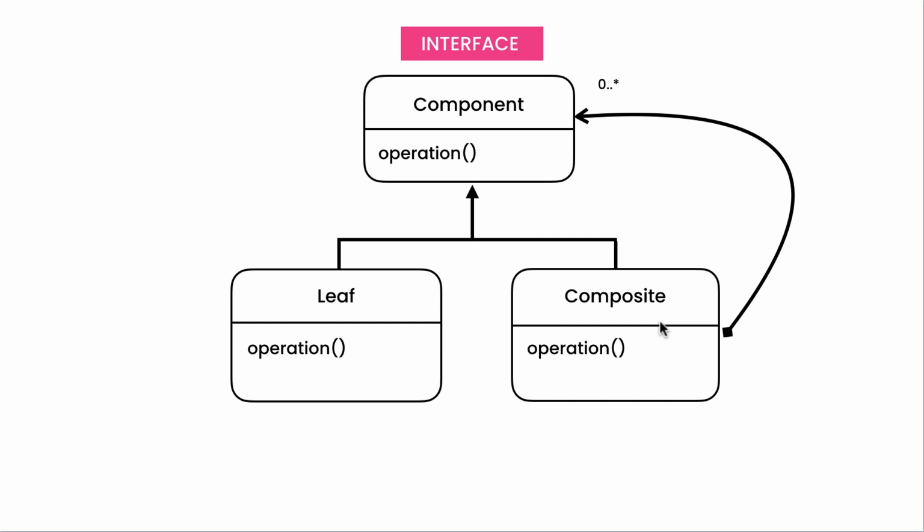It's a container. This is where the name comes from, because this composite class can be composed of 0 or more components. Each component can be a leaf or a composite object. This is the structure of the composite design pattern. So next, we're going to implement this in code.